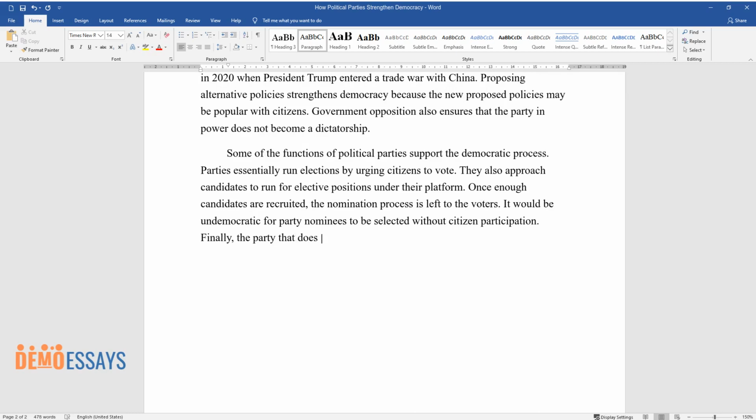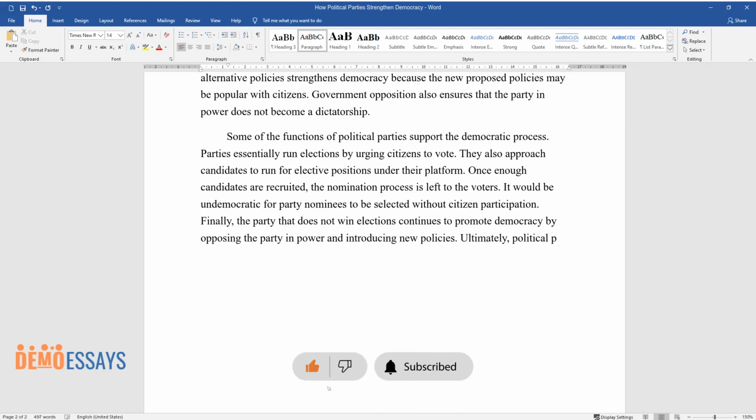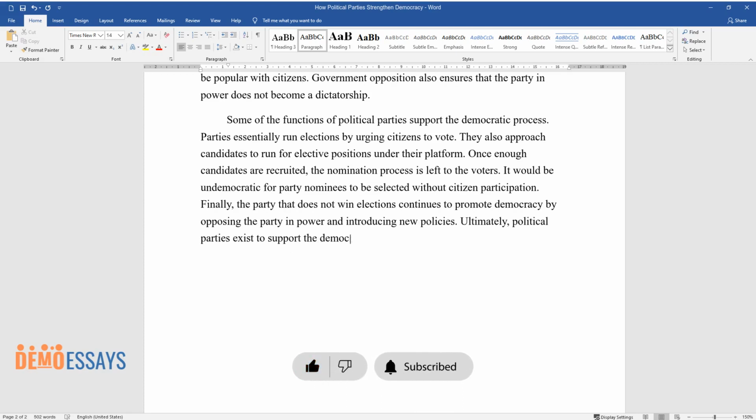Finally, the party that does not win elections continues to promote democracy by opposing the party in power and introducing new policies. Ultimately, political parties exist to support the democratic process.